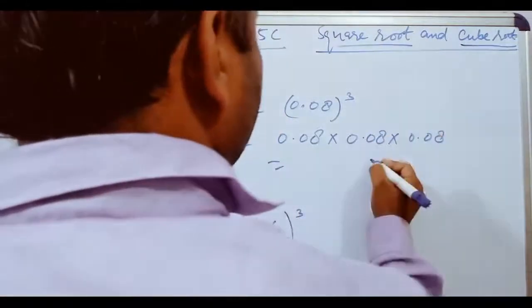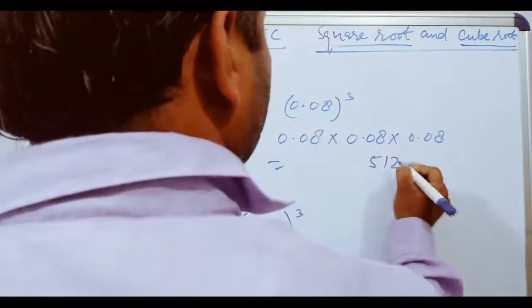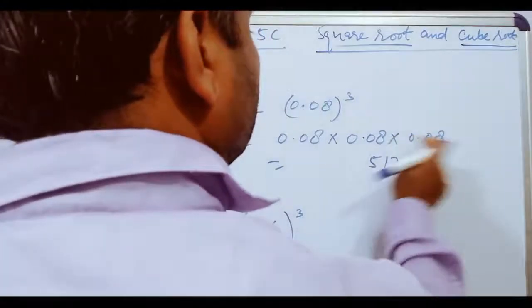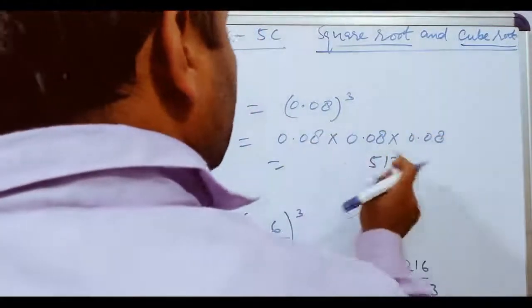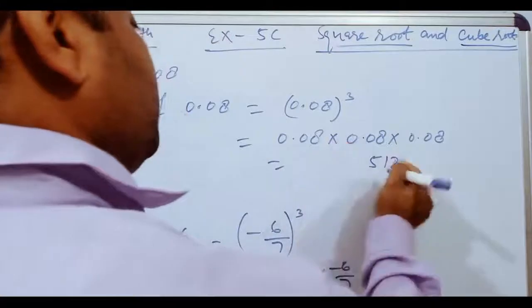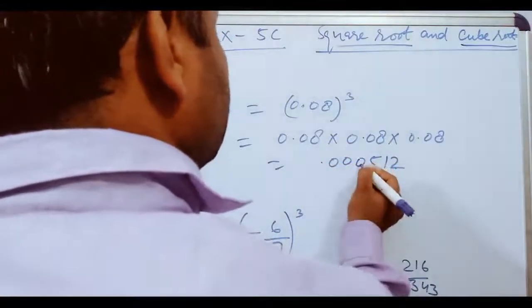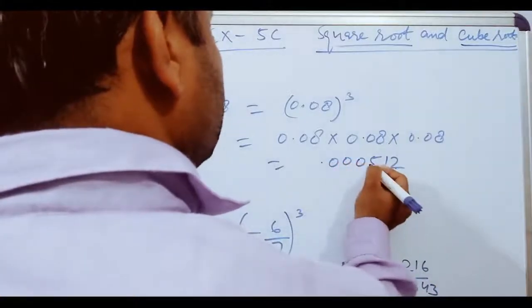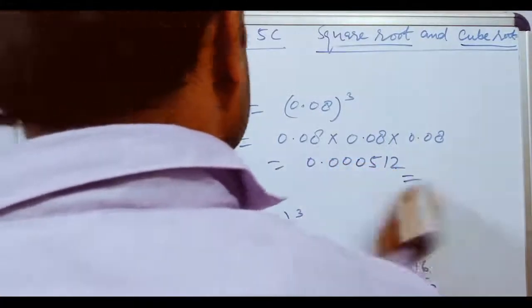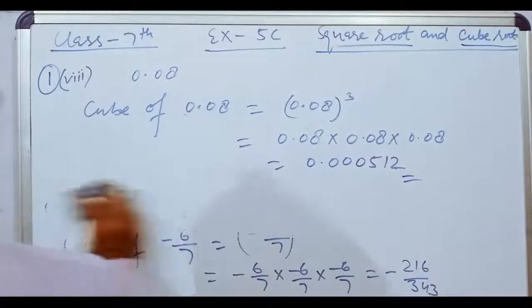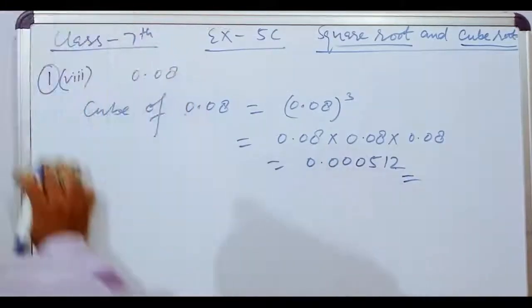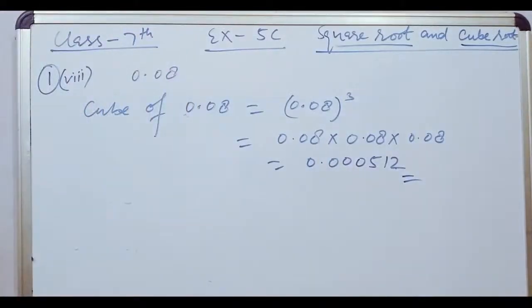8 8s are 64, 8 64s are 512. 1 2 3 4 5 6. After 6 digits on the left side, we will put decimal. Digits are not there, so we will add 0s. 1 2 3 4 5 6. Okay, this is the cube of 0.08.